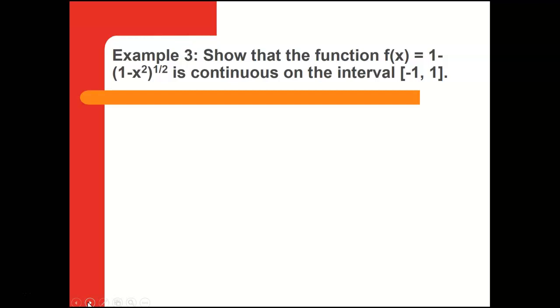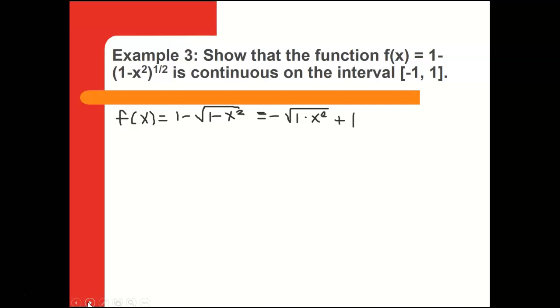Show that the function f of x equals 1 minus the square root of 1 minus x squared is continuous on the interval from -1 to 1. So the first thing we have to do is talk about what this function means, looks like, etc. Again, anything to the 1/2 power really represents a radical. If you rearrange this, it's kind of like negative the square root of 1 minus x squared plus 1.